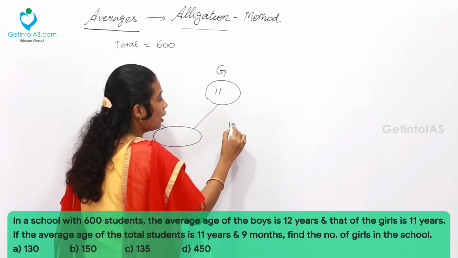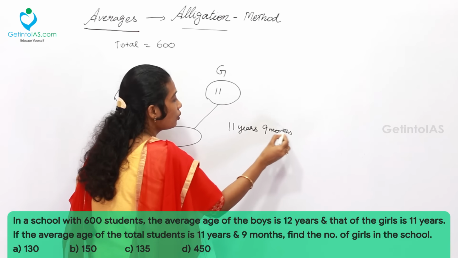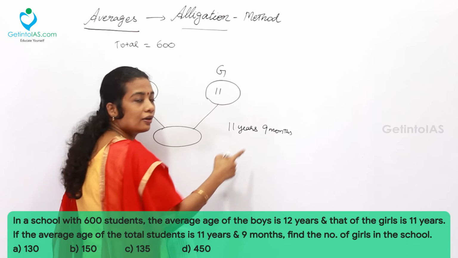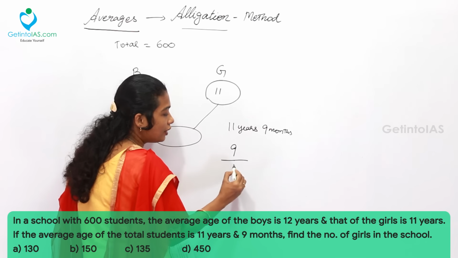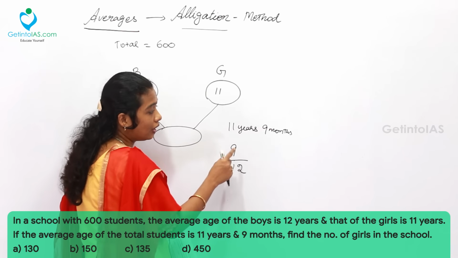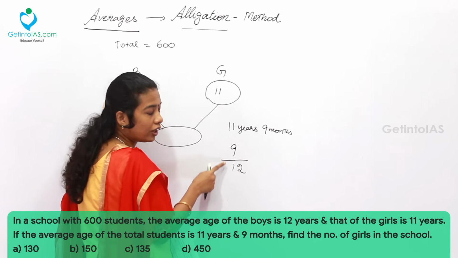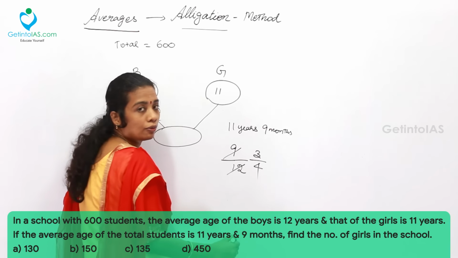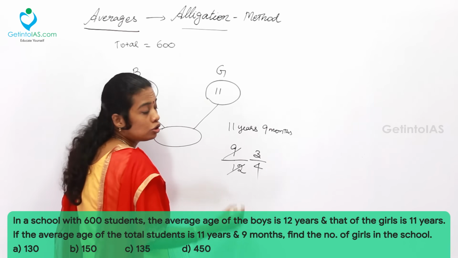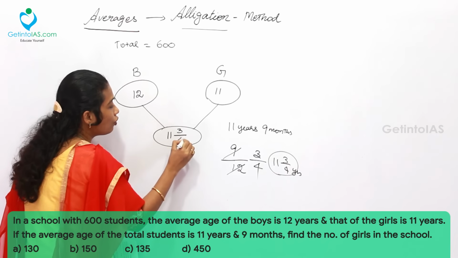First of all, you will have to convert the whole into terms of years. How to convert 9 months? That is 3 by 4. How? 9 months divided by 12. Why are we taking 12? In order to convert months to years, 1 by 12 is to be multiplied. So I have taken 9 into 1 by 12, which is 3 by 4. So 11 3 by 4 years.